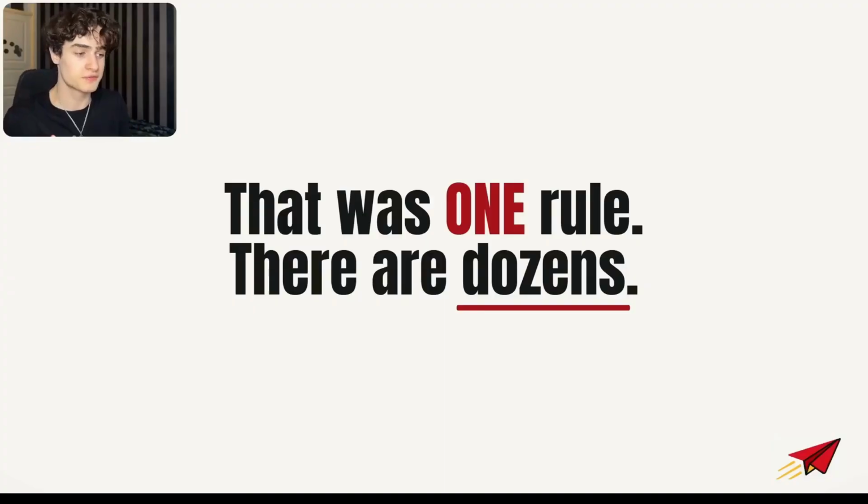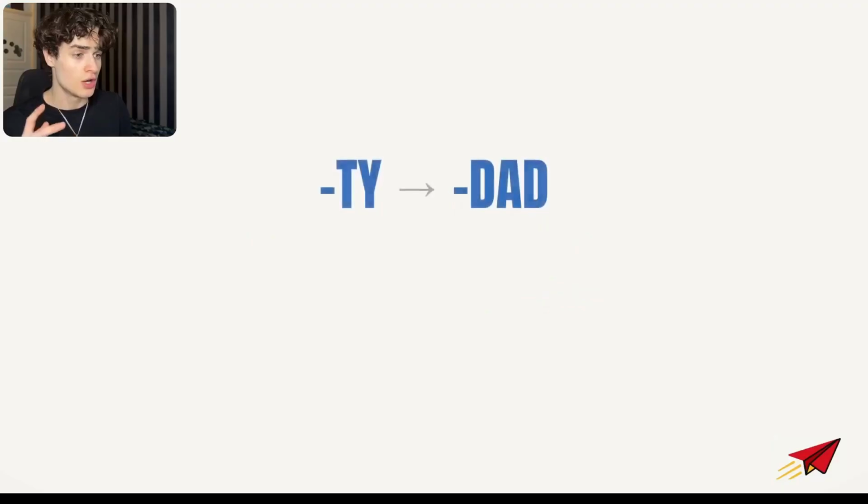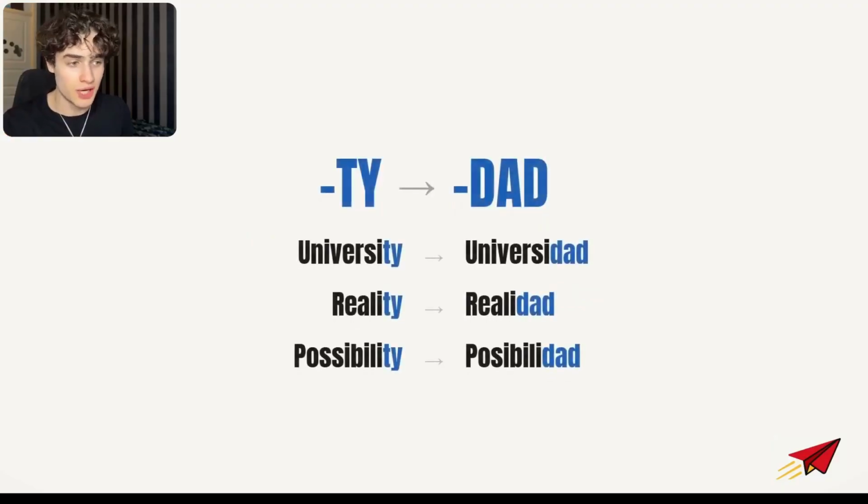When I think of something like that, I wish I could go back to not knowing about these rules and this leverage, just to experience it again. So you might be thinking, okay, cool, I just learned 15 words, but let me actually give you a few more. So words that end in ty, like ity, become dad, okay? And usually it's an ity, right? So university, universidad. Reality, realidad. Possibility, posibilidad. And so that gives you hundreds of other words.